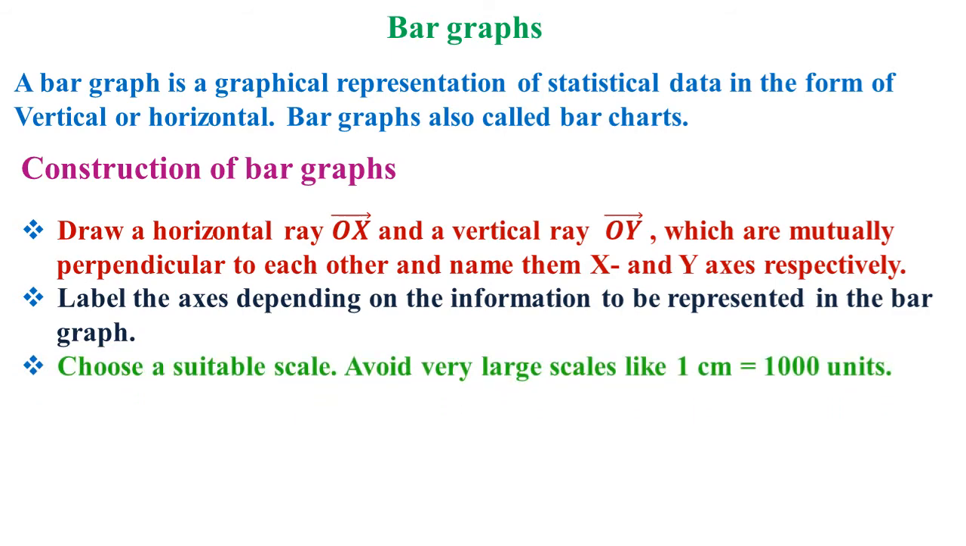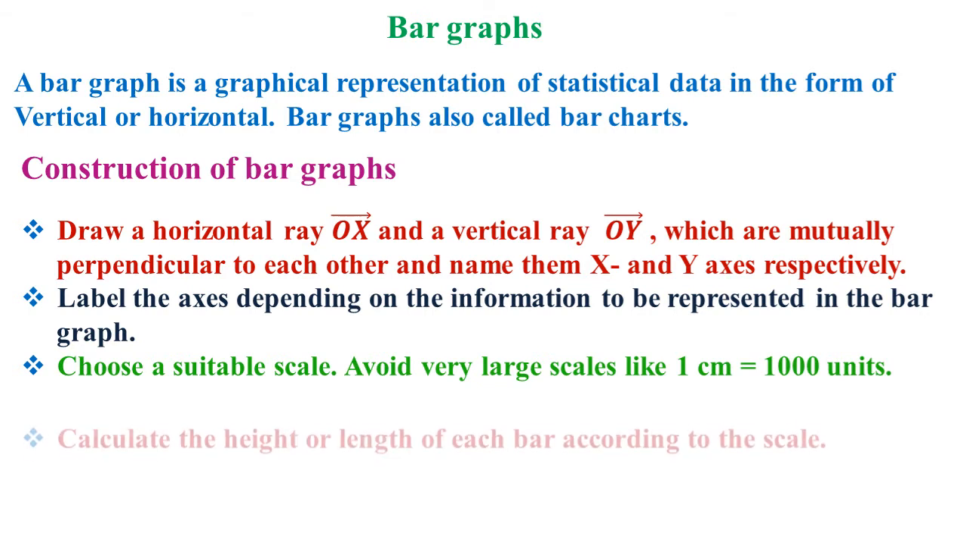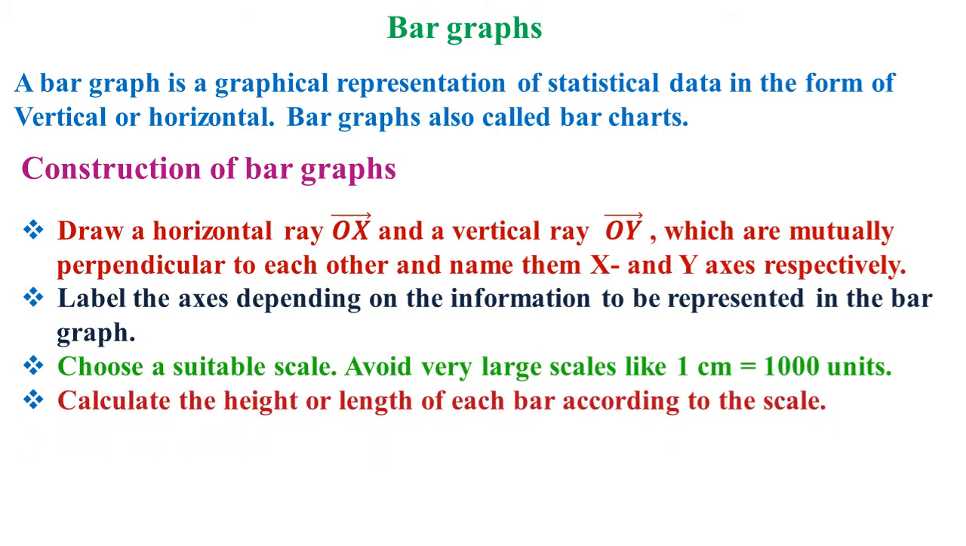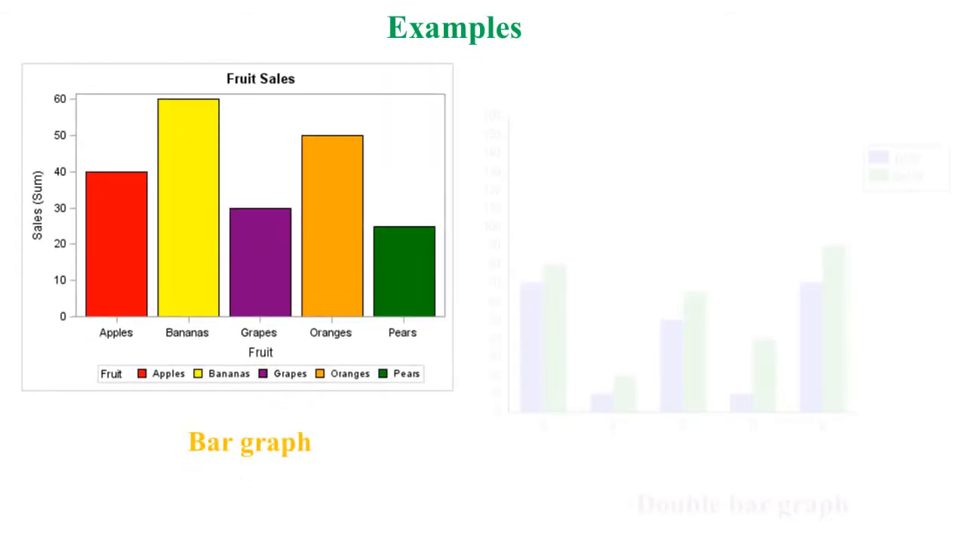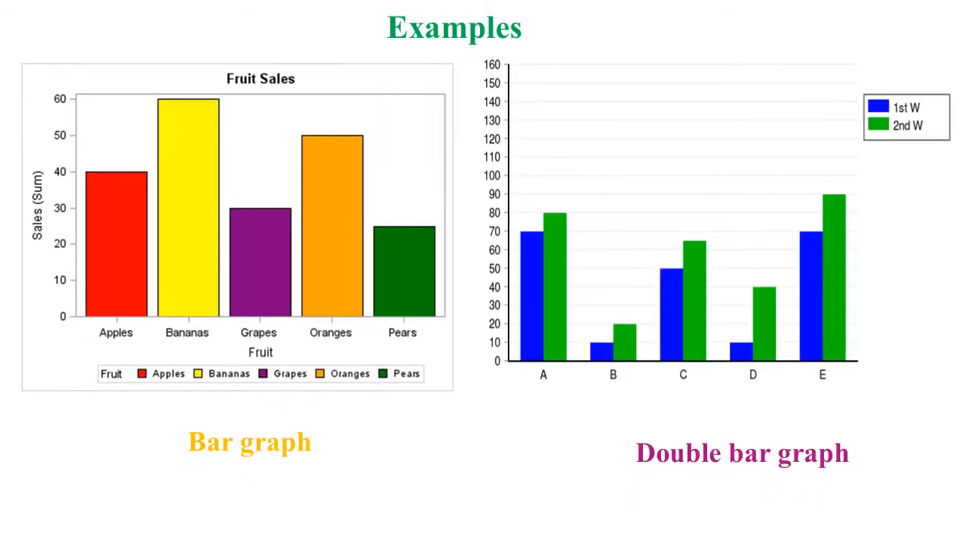Choose a suitable scale. Avoid very large scale like 1 centimeter equal to 1000 units. Calculate the height or length of each bar according to the scale. Draw the bars with equal gaps between them. Give a suitable title to the graph. Let's see examples of bar graph and double bar graph.